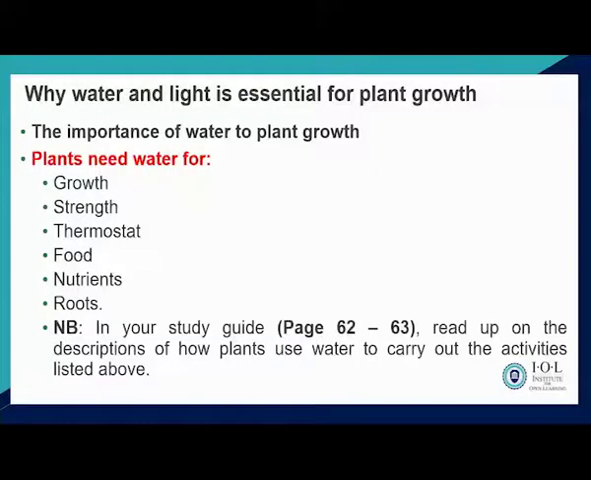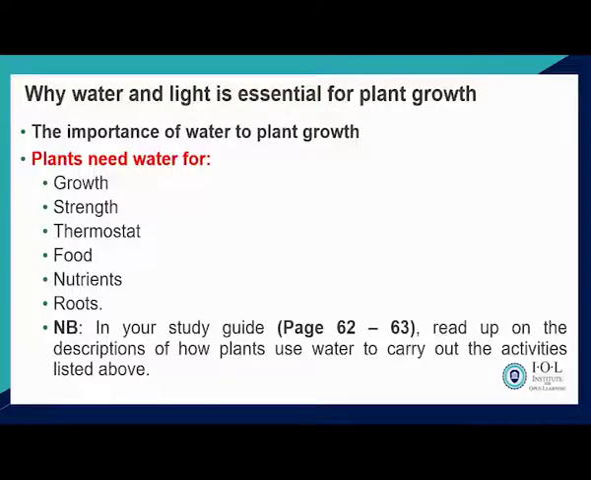So moving on to the next unit, which speaks about why water and light are essential for plant growth. Water is very important to plant growth, and there's also that saying that water is life. We are dependent on water for many things. And when it comes to farming, plants need water for growth, strength, thermostat, food, nutrients, as well as for roads.